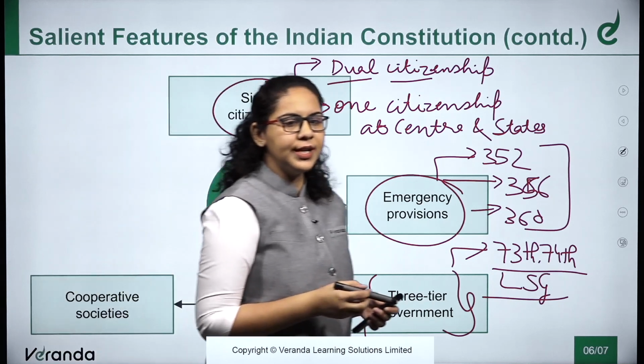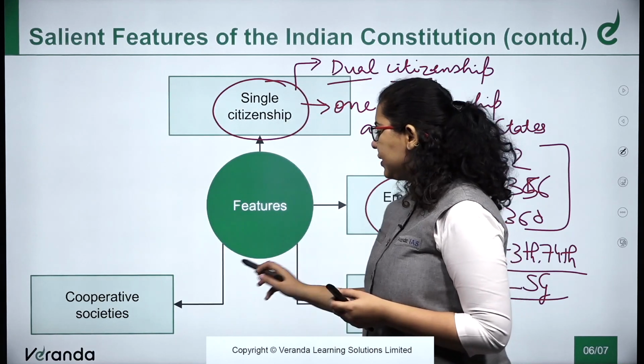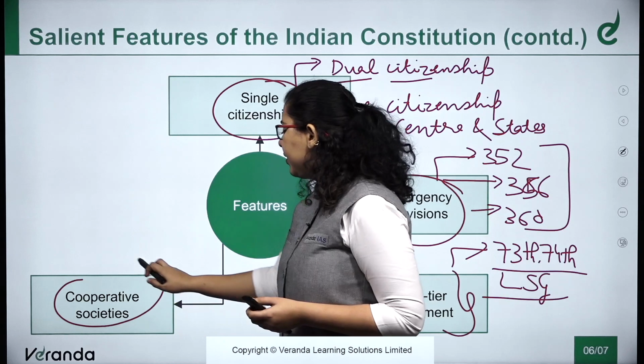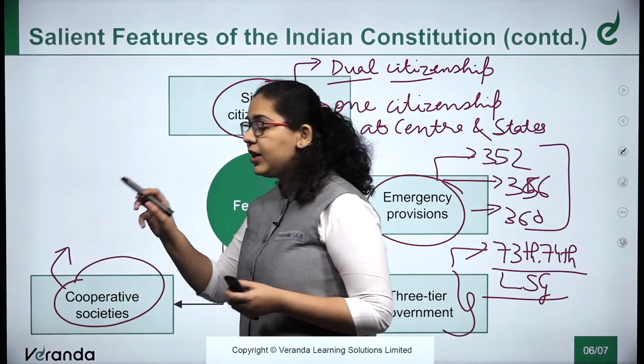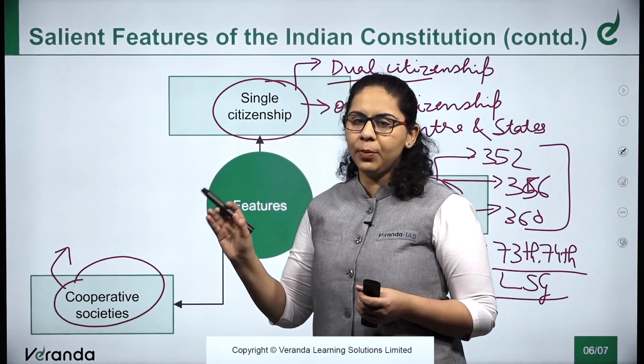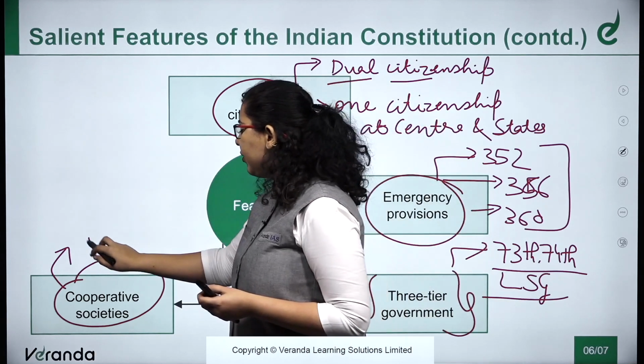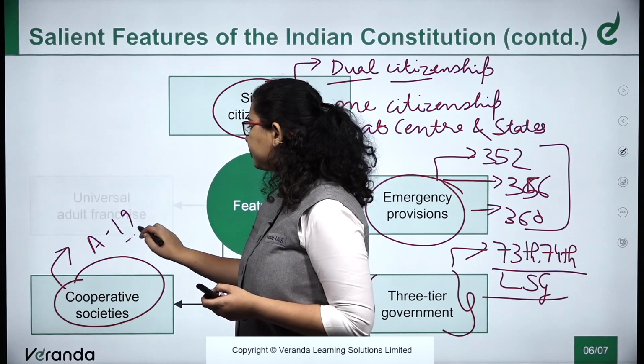Next important feature is cooperative societies. Cooperative societies are there in the Indian Constitution, and now it has become a fundamental right. One can establish cooperative societies under the Fundamental Right, Article 19.